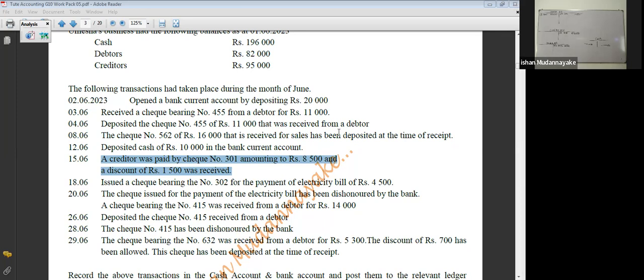Monali, where do we record check transactions? Tarun, where do we record check payments? Cash book? Bank account or cash book? Bank account.